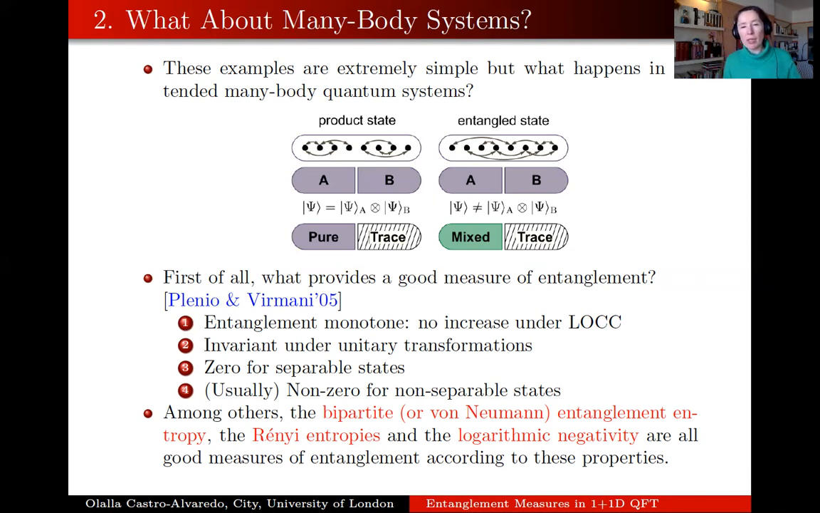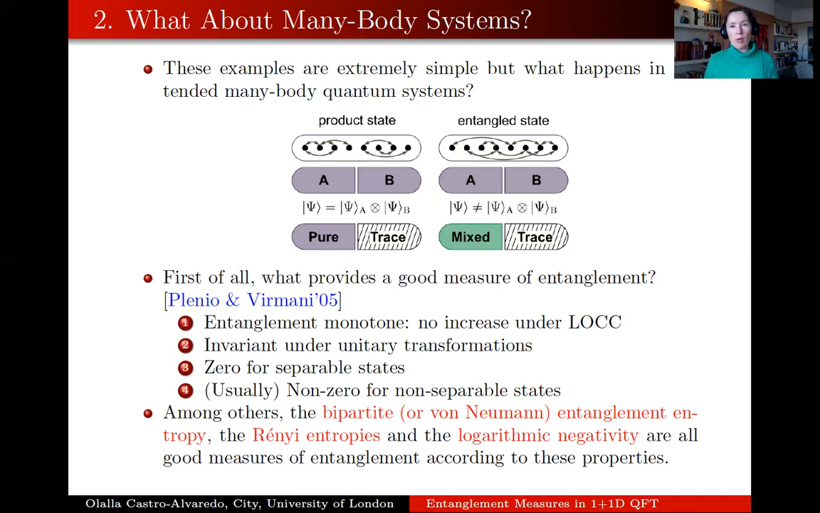So actually this logarithmic negativity is one measure for which this usually applies in 0.4. It can be zero, even if there is still some kind of entanglement present. And these are all good measures according to these properties. I don't have a lot of time today to discuss a lot of this, so I'm going to focus just on the entanglement entropy. So Renyi and von Neumann, this is what's going to feature for the rest of the course.